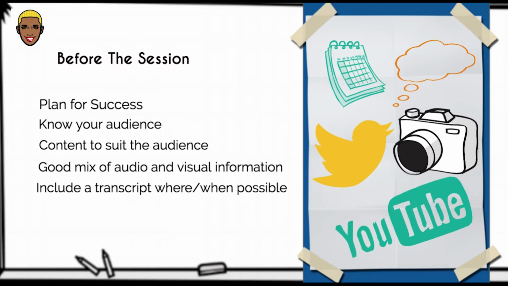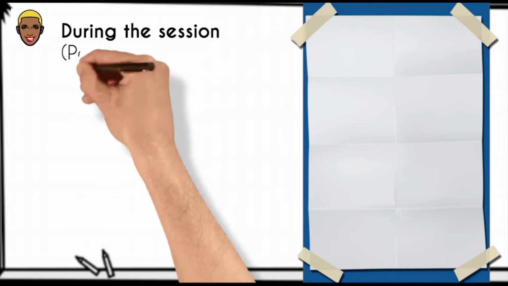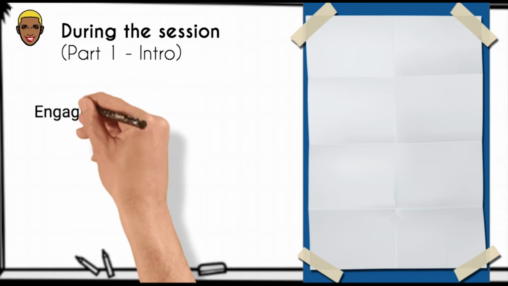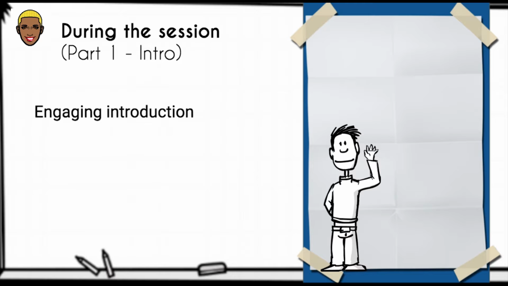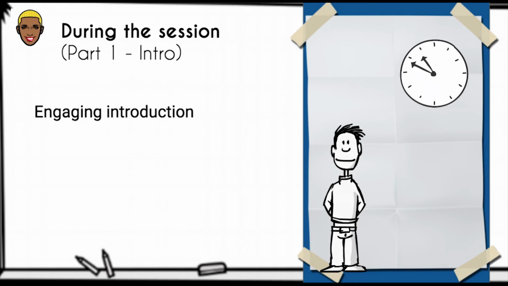So once your session has actually kicked off, the first thing we want to do is make sure we give our attendees a nice and engaging introduction. This includes introducing yourself, any information that's relevant about what you do, any credibility factors, an introduction to the course and the reason why you've developed it, and then rolling straight into some more structured introduction information.